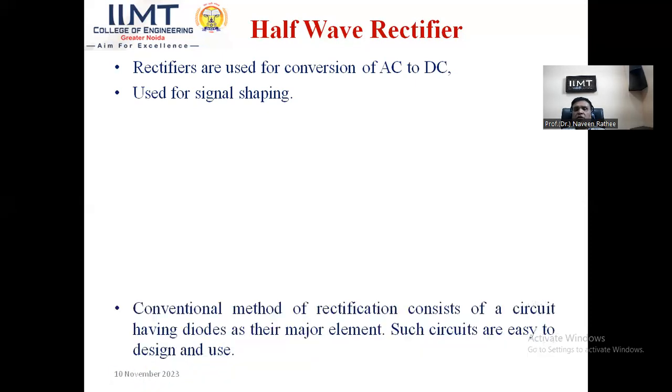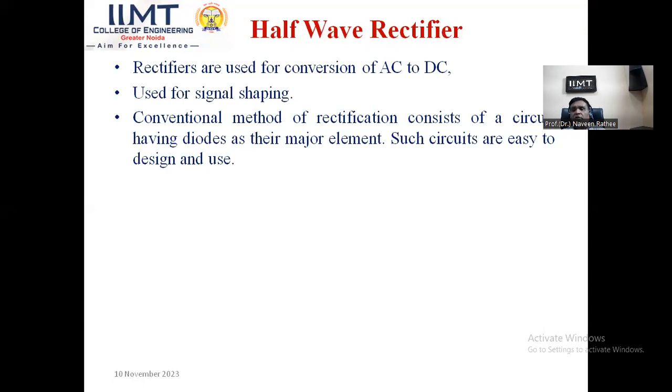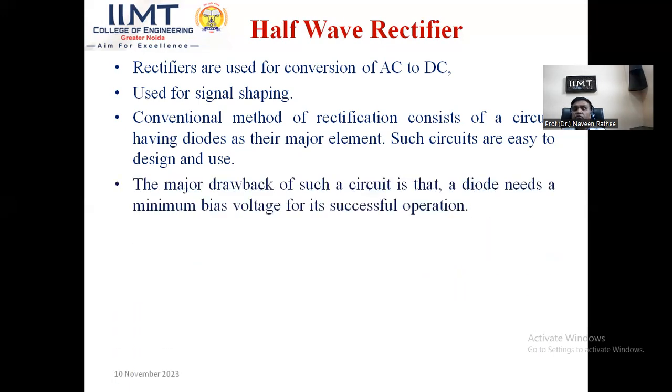First, in the conventional method, as everybody knows, we generally use diodes as the major elements, and some resistors across which we check the outputs, or maybe some filters if we want to see a pure DC waveform at the output. Such circuits are very easy to design and use. But in the conventional method there is a major drawback: the diode requires a minimum bias voltage for its successful operation.